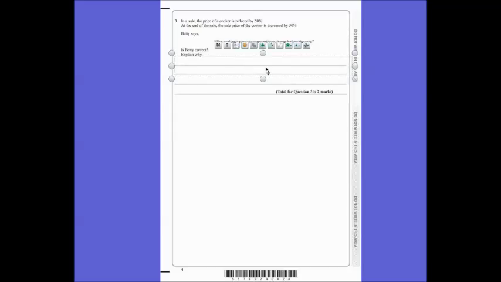So what we need to look at here is an example to show that Betty's incorrect. So, for example, if the cooker was originally £100, to knock off 50%, you'd multiply by 0.5. So 0.5 times 100 would be £50. And then to add 50% back on, it times by 1.5. So 50 times 1.5 would be £75. So the best way to explain whether someone's correct or not is to show a good example.